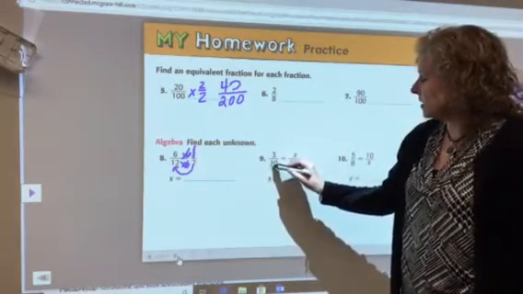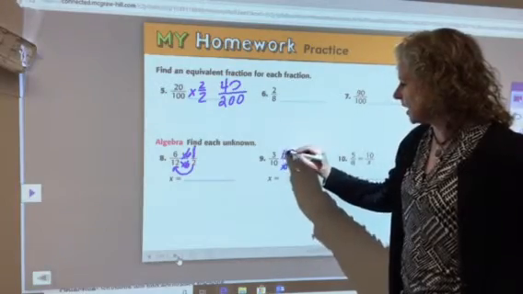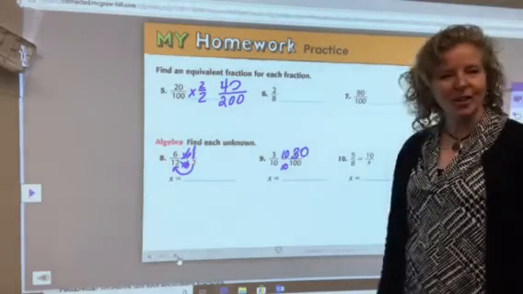I look at 10. What did they do to 10 to get 100? How many 10s is that? 10. Do it to the bottom, do it to the top. So it's going to be 30.